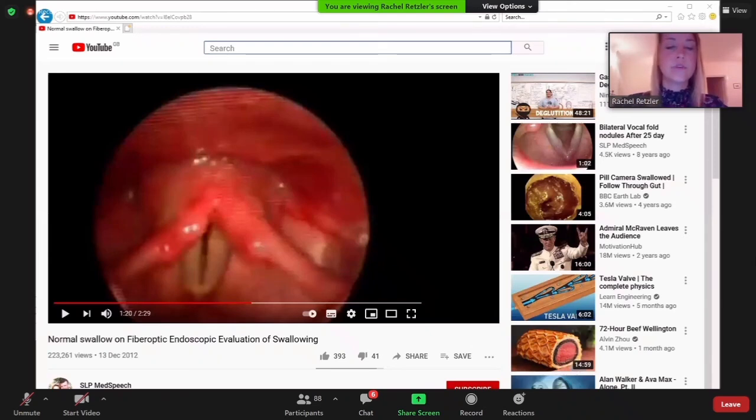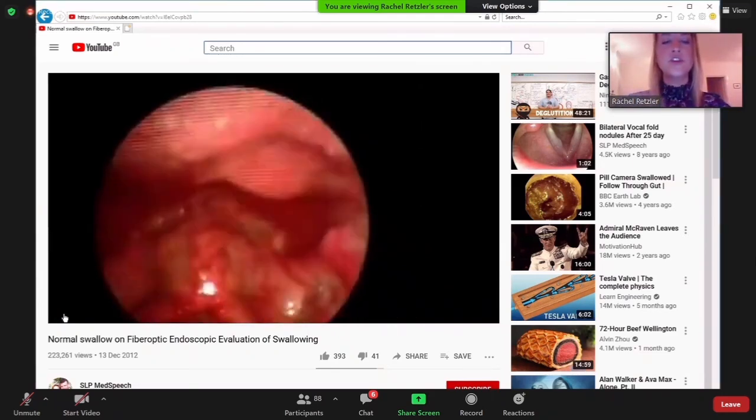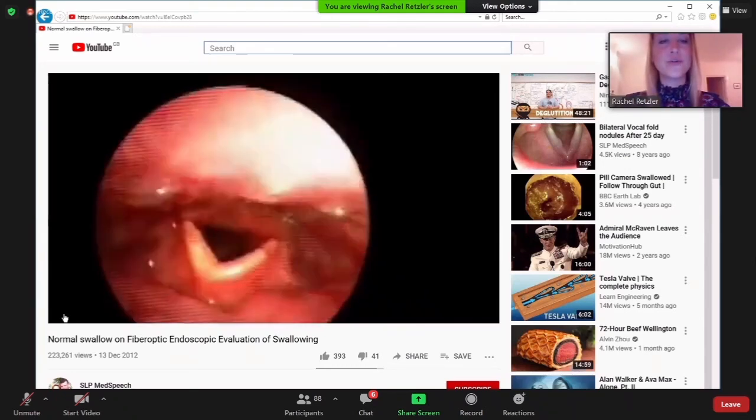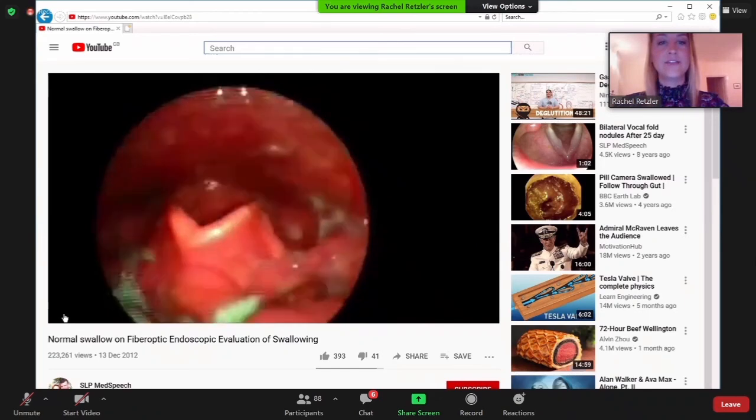So here is an example of FEES. Keep in mind, this is an adult's FEES. So as you can imagine, there's not too many pediatric FEES floating around on the internet. So I'm just going to play this and have a look. So you can see that there's an eagle eye view. You're looking down at the larynx, there's the epiglottis. You see the vocal cords.